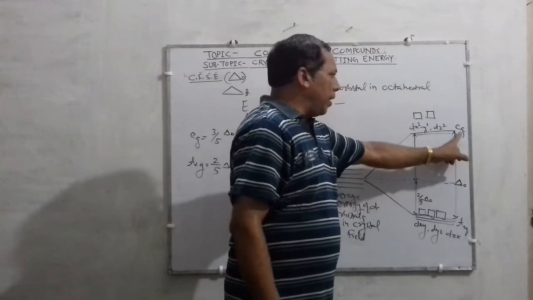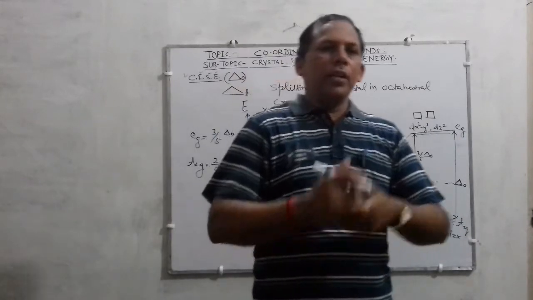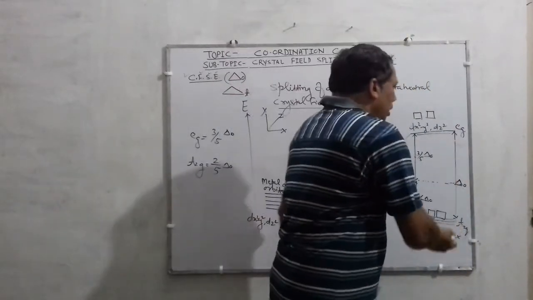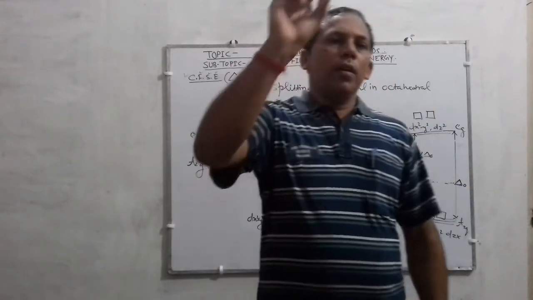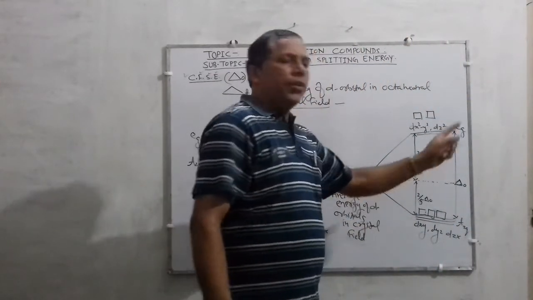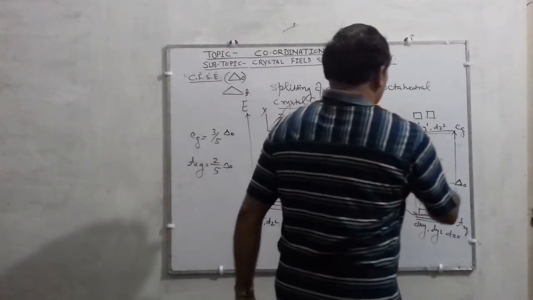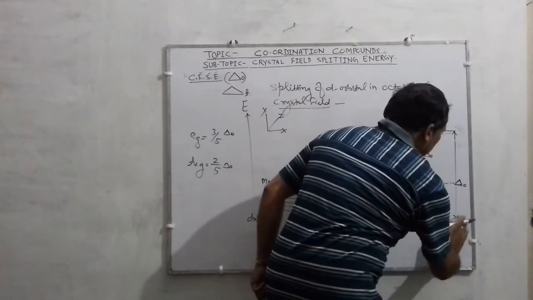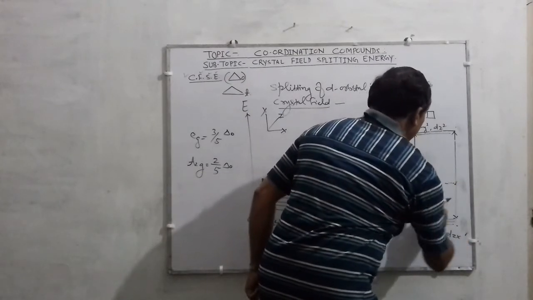In place of Eg and T2g, the sign convention for writing in the tetrahedral case is changed, and we write T2 and E. T2 stands for higher energy, and E stands for lower energy in the tetrahedral case. A slight change you have to make here is that in place of Δ0, you have to write ΔT.